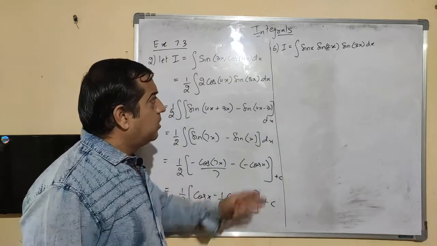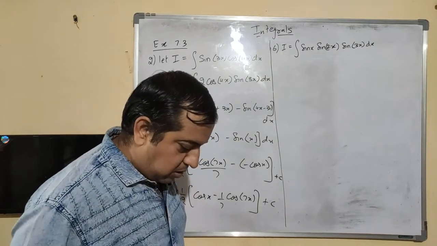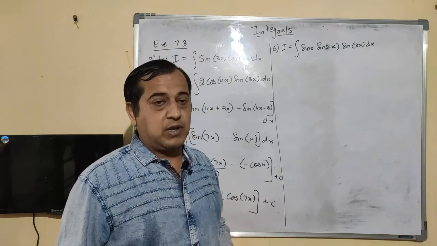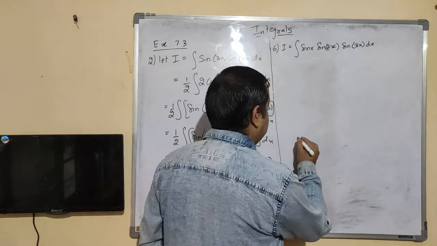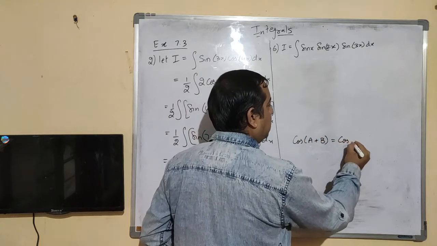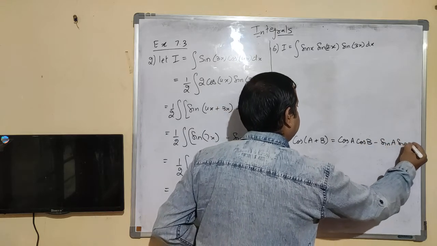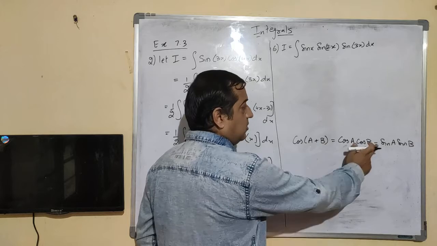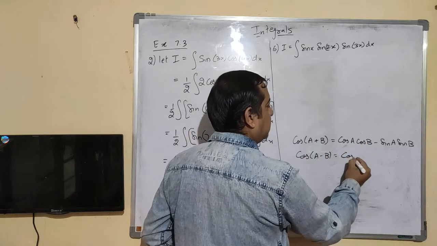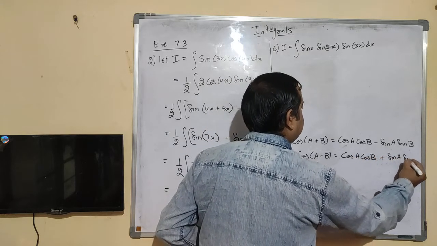Okay, proceeding here, now what you have to do here. Now remember one thing, in all these cases you have to recall the formulas you have studied in your previous classes. You have this formula cos (a plus b), this is cos a cos b minus sin a sin b. Here it is plus, here you get minus, and cos (a minus b). Cos (a minus b), this is cos a cos b plus sin a sin b.